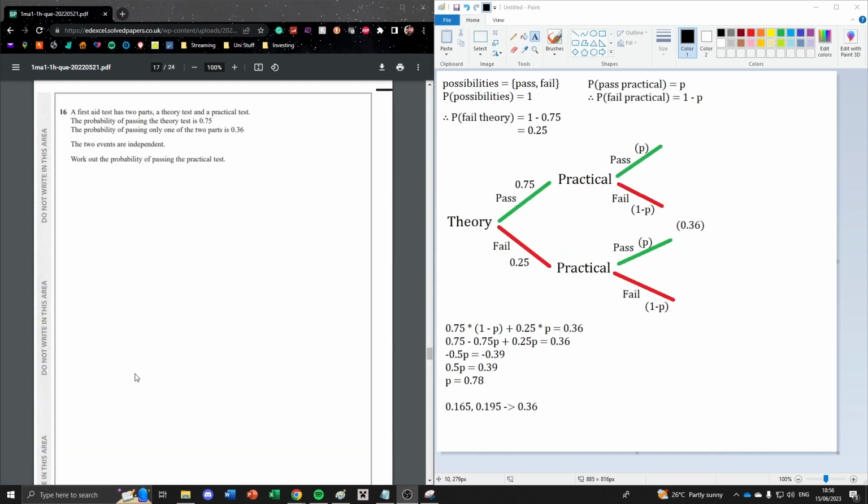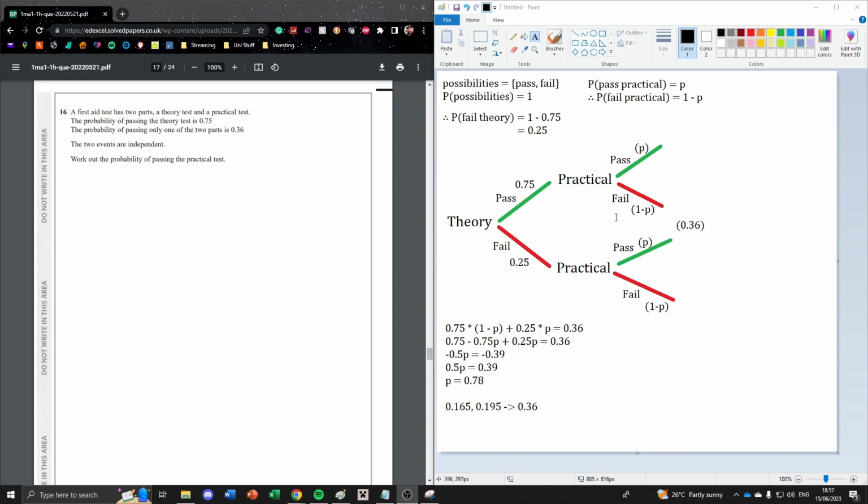Question 16 looks at probability, and we're told about a first aid test that has 2 parts, a theory test and a practical test. We're told that the probability of passing the theory test is 0.75 and the probability of passing only one of the 2 parts is 0.36. We're told the 2 events are independent and we're asked to work out the probability of passing the practical test.